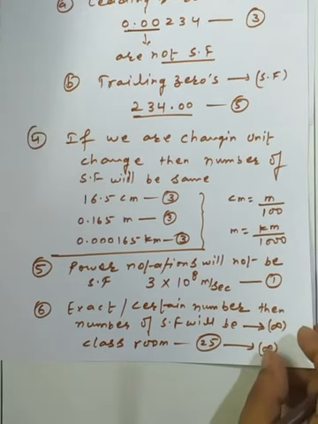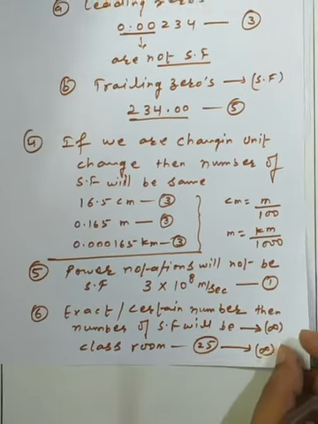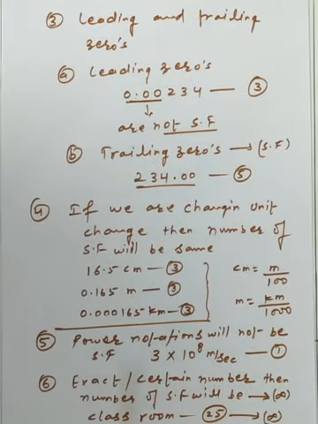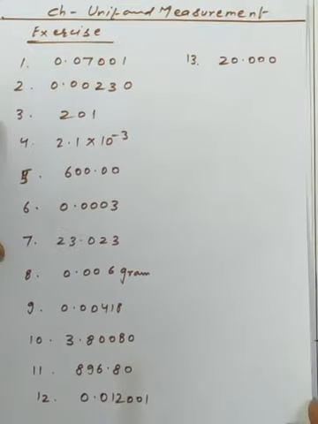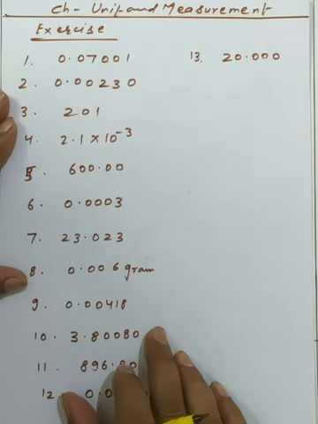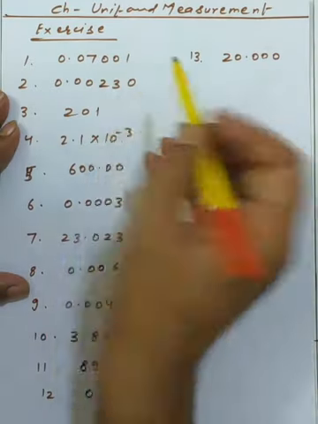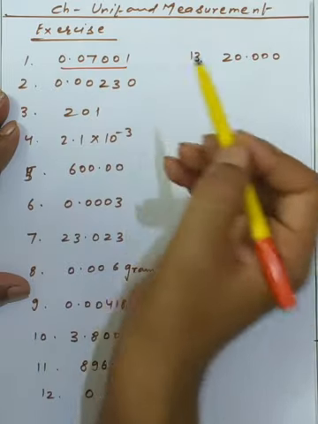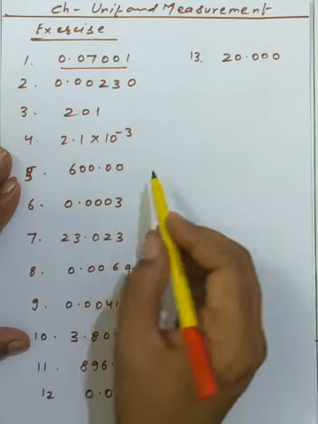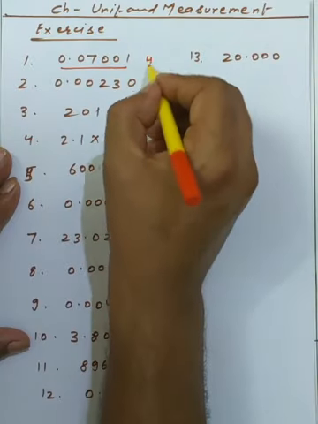Now on the basis of these rules, we can go with the exercise given in the NCERT book, as well as several exercises given in different books. Now one of the exercises which I have shown in front of you, I am asking one by one how many SF we can count in the given exercise. The first number given is 0.07001. So how many SF? This number has 4 SF.